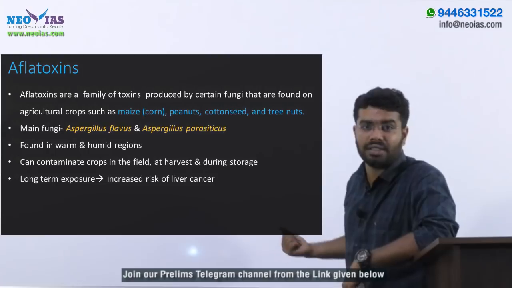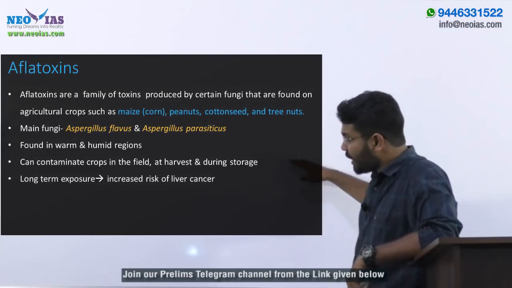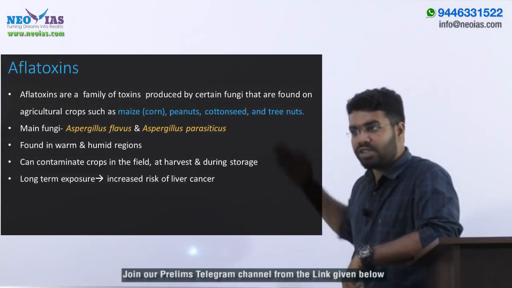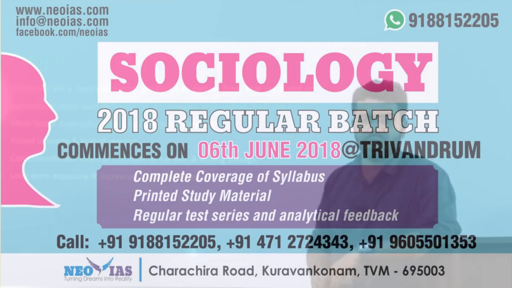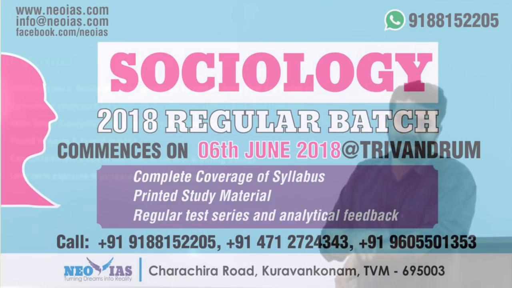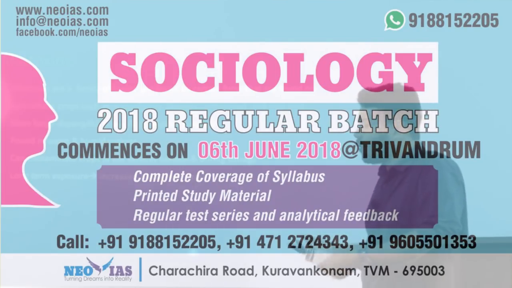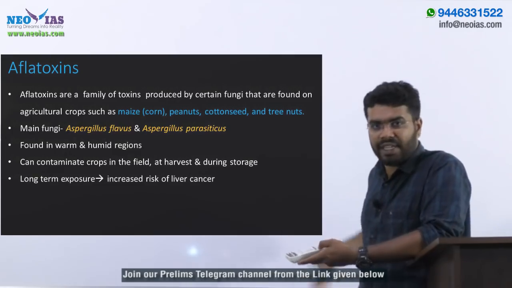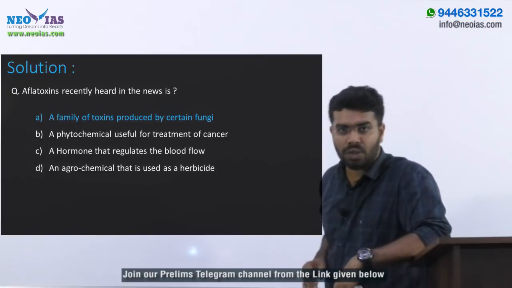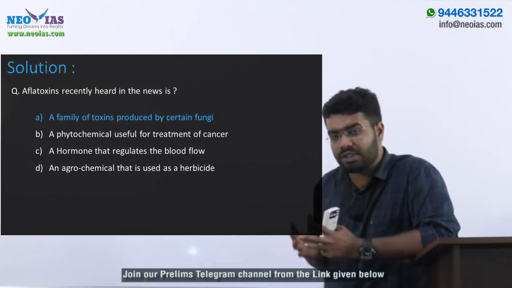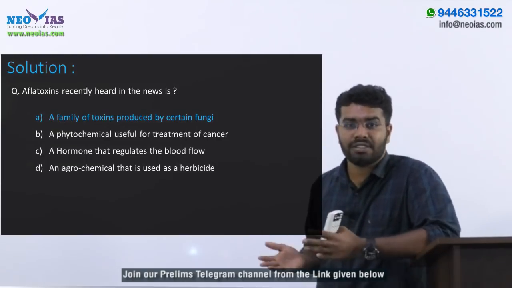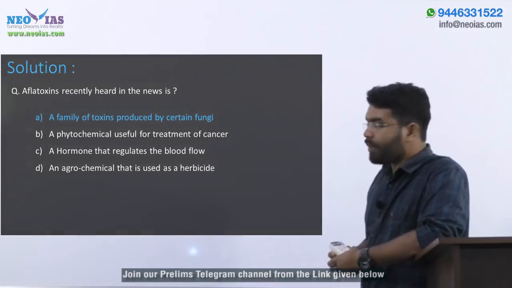This has been already asked in the UPSC. So this can contaminate crops in the field as well as during the harvest and also during the storage. Long-term exposure to aflatoxins will result in an increasing risk of liver cancer. That is why it is very deadly. We need cold storage. So the answer here becomes a family of toxins produced by certain fungi. So which are the fungi? Aspergillus flavus. So A becomes the answer here.